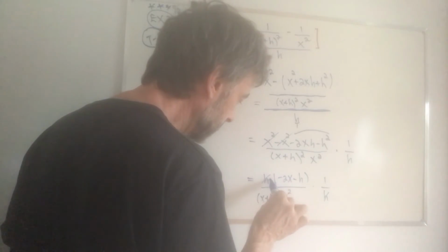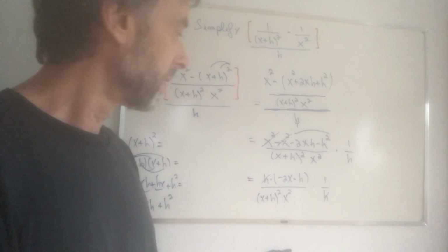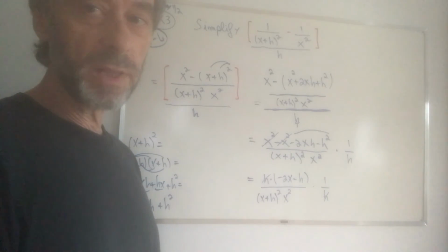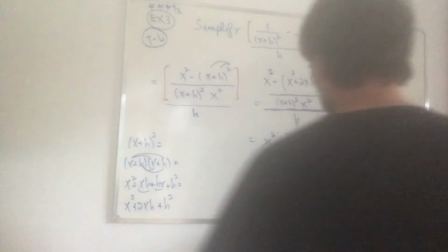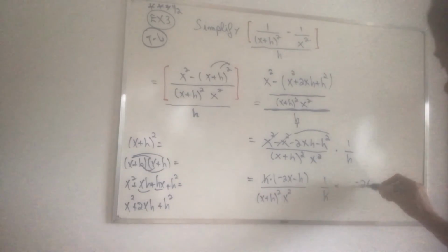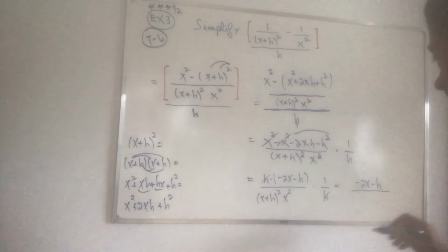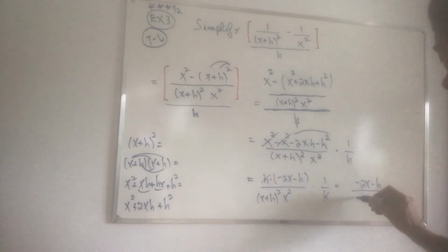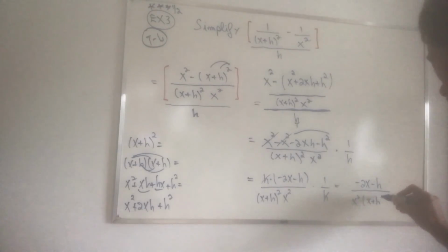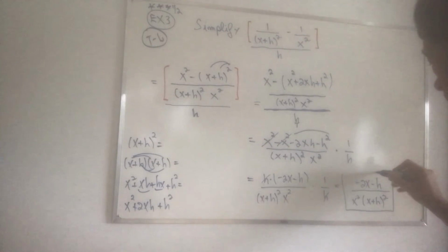Why can I do this? Because this is multiplied by the bracket and not linked through a plus or a minus. I could take out a minus from that bracket or leave it like this. Doesn't really matter. Final answer for full marks shall look like this. Minus 2x minus h over, I can put the x square in front, I can put it in the back. It does not matter. This is the expression we want.